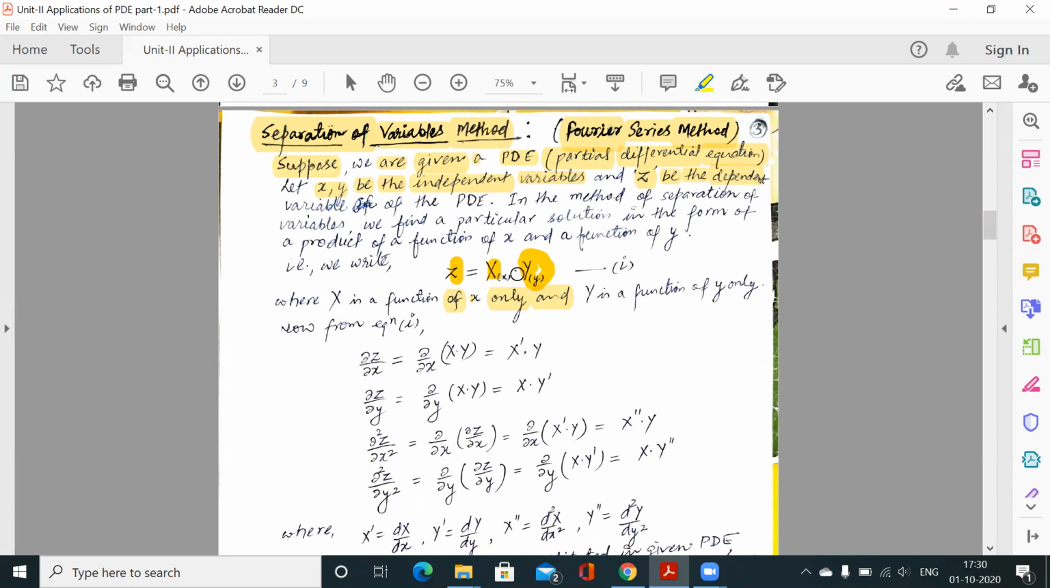So this is capital X into capital Y, because there are two independent variables. Capital X is a function of x only, and capital Y is a function of y only. Clear?